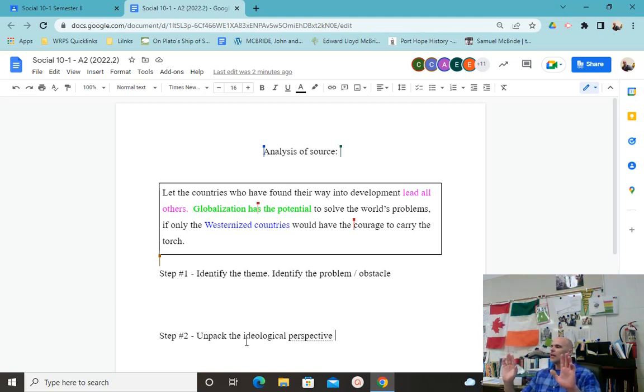Before we move on, any questions so far? We have a theme, globalization. We have a problem, world's problems. And that world problems is very vague, right? So we had to unpack that, and that's poverty, that's disparity, that's climate change. But we also have an obstacle connected to the problem. An obstacle that is so large that it becomes another problem. And that is the lack of courage shown by Western countries.